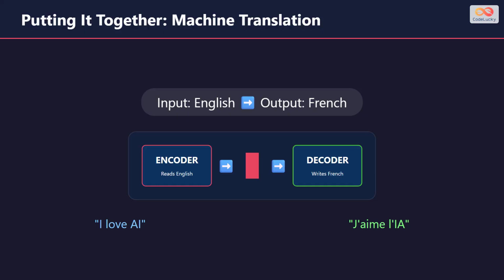Here is how it looks when put together for machine translation. The encoder reads the English phrase, "I love AI." It compresses that meaning into a vector. Then, the decoder unpacks that meaning to write "J'aime l'IA" in French. It is a seamless flow from input to representation to output.